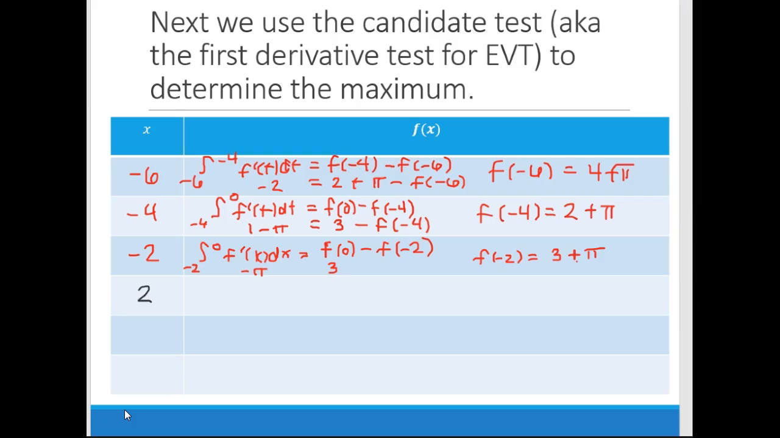So 2 would be the integral from 0 to 2 of f prime t dt equals f of 2 minus f of 0. So we said the area of that quarter circle was equal to pi. F of 2 is what we're looking for. F of 0 is 3. So add that over, and f of 2 equals 3 plus pi as well. So again, we see that symmetry with the semicircle in the graph and with our values on the function.